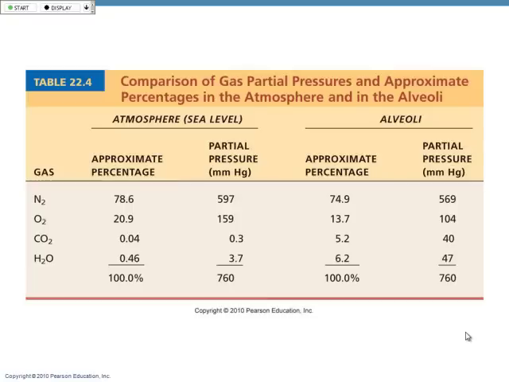So nitrogen 569 is the pressure it exerts in our atmosphere. Oxygen 104, carbon dioxide 40, water vapor, or water in gaseous form 47, for a total of what? 760 millimeters of mercury. Yes? And what's that? That's our atmospheric pressure. So does everybody understand how all of the stuff in our atmosphere contributes to that number?